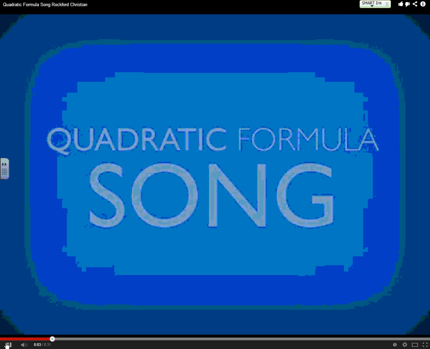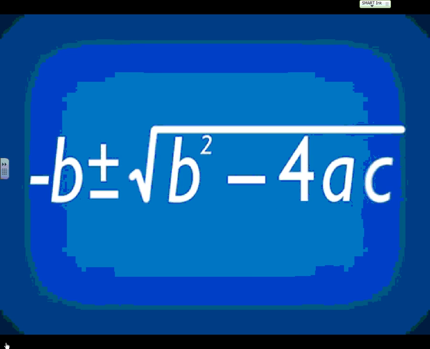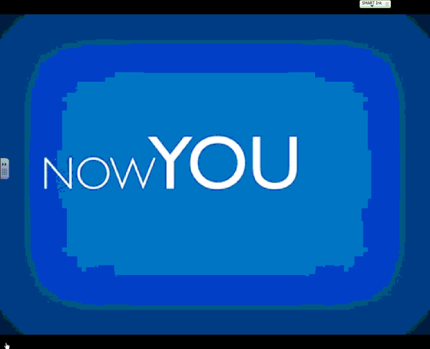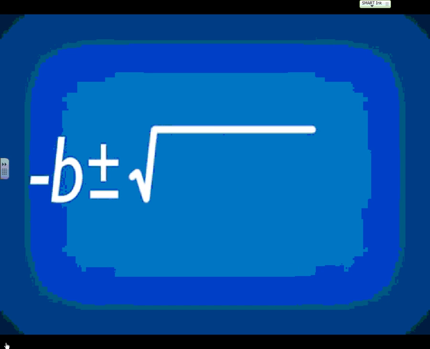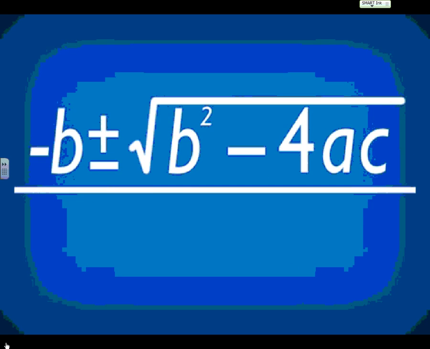The quadratic formula is negative b plus or minus the square root of b squared minus 4ac all over 2a. Negative b plus or minus the square root of b squared minus 4ac all over 2a.